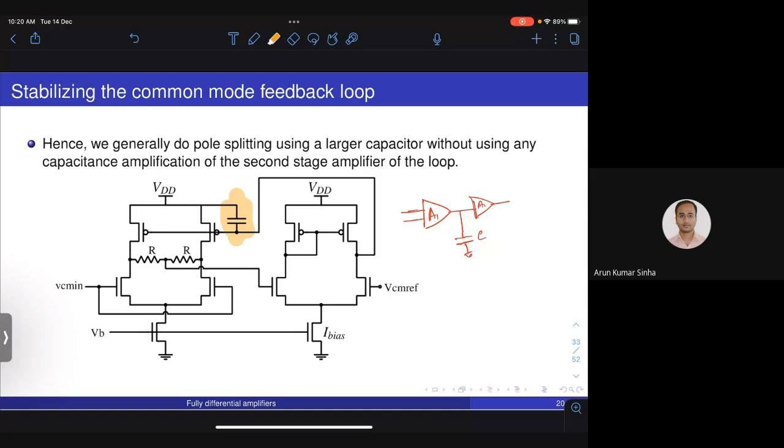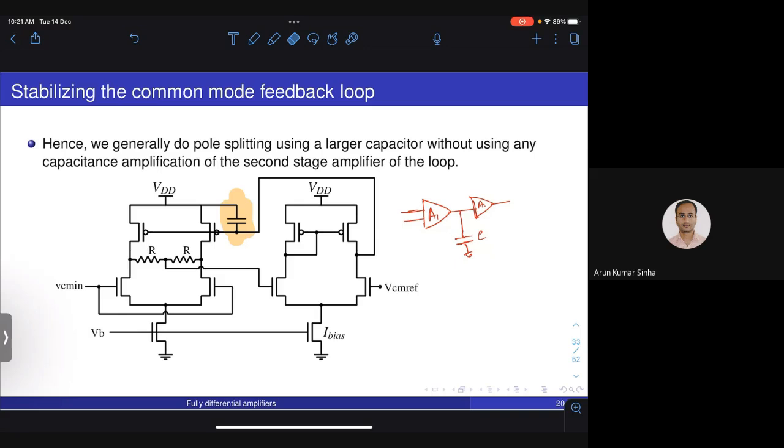What kind of mismatch can happen in the feedback loop? Let us say the op-amp was designed for a gain of 20. Because of mismatch, let's say it had a gain of 18. What will happen? Nothing will happen. There are two things. One is mismatch, which results in a reduction in the gain of the common mode feedback amplifier, or if it has an offset. Both of these will have a very negligible effect on the output.